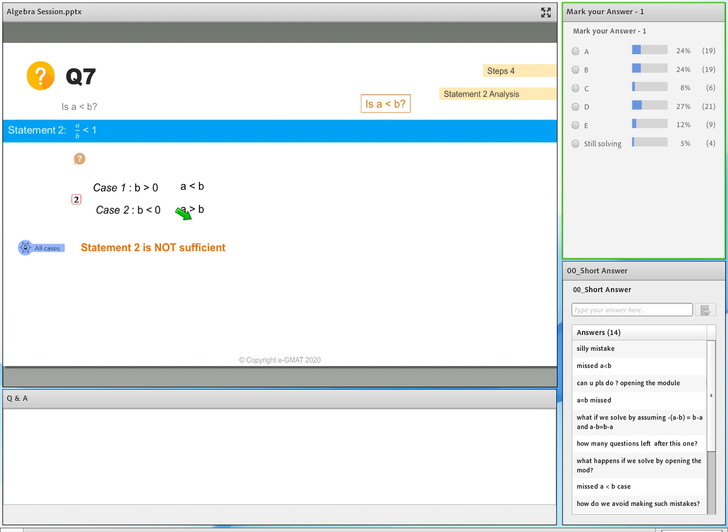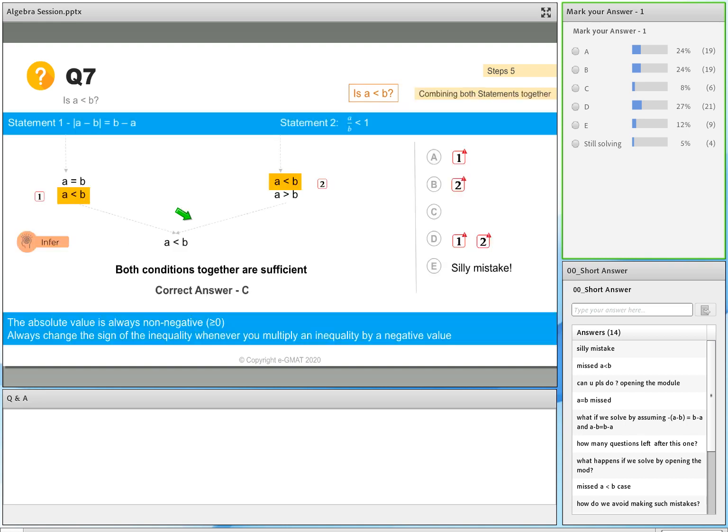So again, 24% people who marked B, 27% people who marked D. All of you forgot about this same point again. You have got to spend time with this, make a nice error log, get into the habit of recognizing what mistakes you make and why.